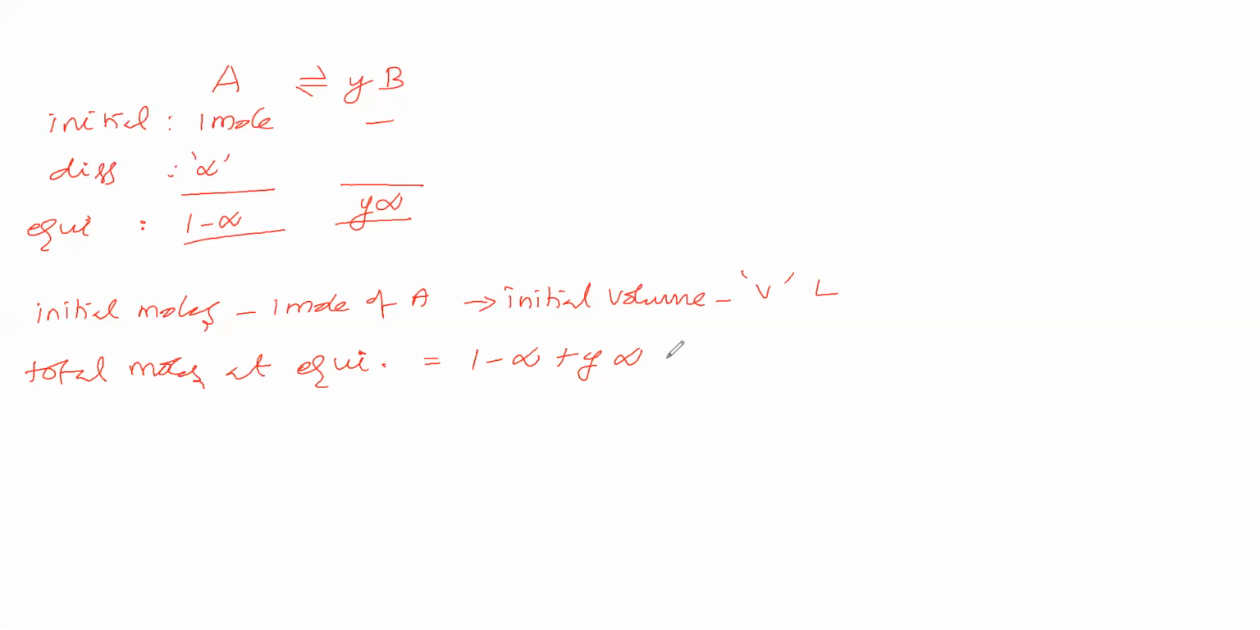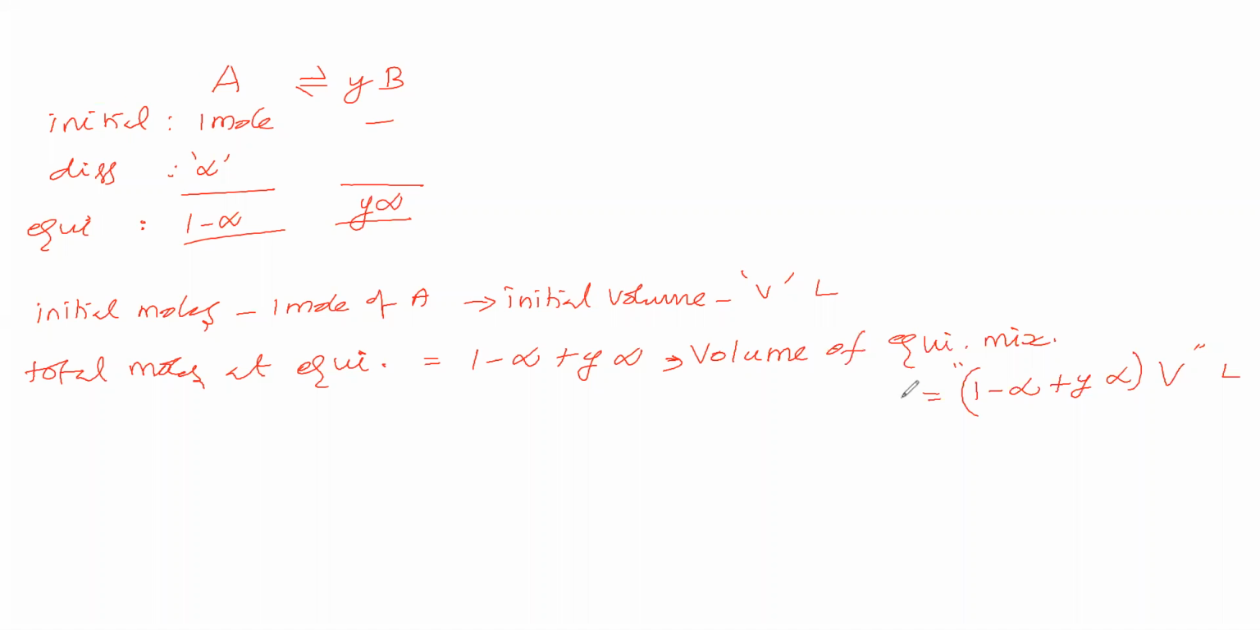Now, this is at equilibrium. Now we will see the volume of the equilibrium mixture. For 1 mole the volume is V, so for this many moles, what is the volume? It is (1 minus alpha plus Y alpha) times V liters. Okay, so we got the volume.